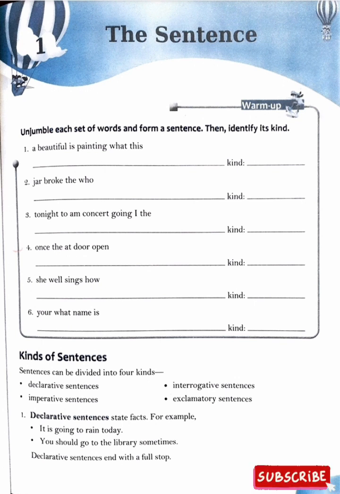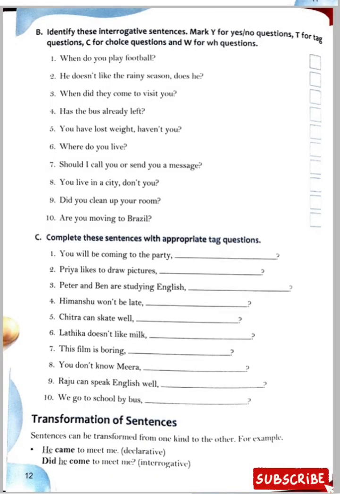Declarative sentence. Once the at door open. Open the door at once. Imperative sentence. She well sings how. How well she sings. Exclamatory sentence. Your what name is. What is your name? Question mark. Again, interrogative sentence. So the next exercise is to identify the kinds of sentences.